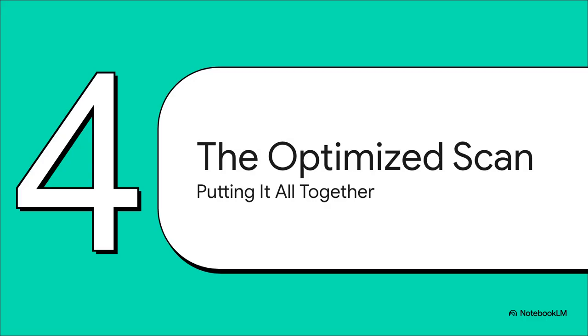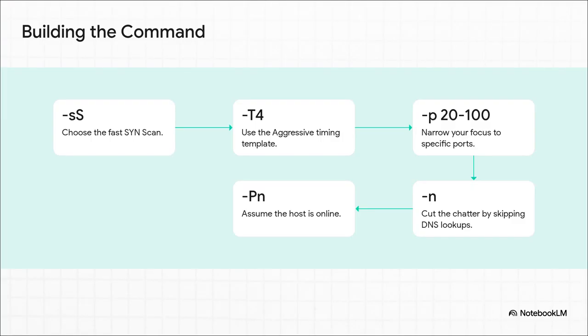Okay, we've collected all the pieces for our toolkit. Now for the really cool part. Let's put it all together and build one single, super fast, optimized command. So here's how we build it, step by step. First, we choose our weapon, -sS. That's the SYN scan, often called the stealth scan. It's faster because it doesn't do the full 3-way handshake. Next, we engage hyperdrive with -T4, our aggressive timing template. Then we narrow our focus, -p, and let's just say ports 20 to 100.